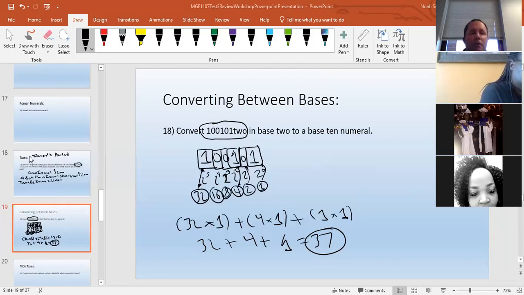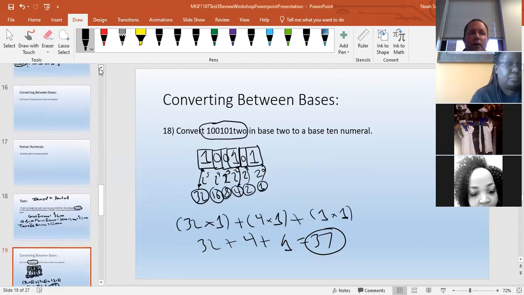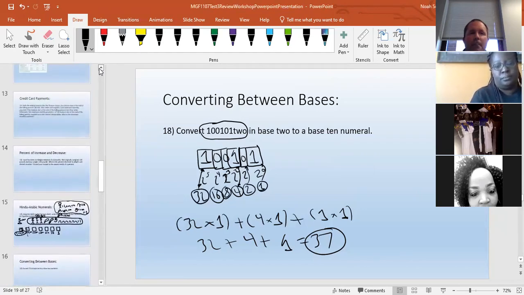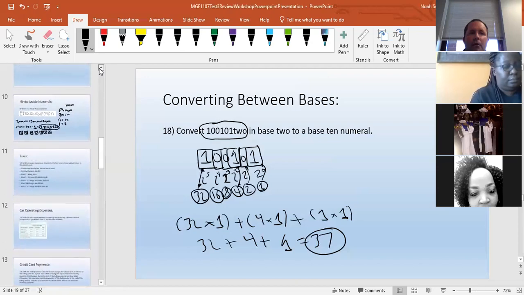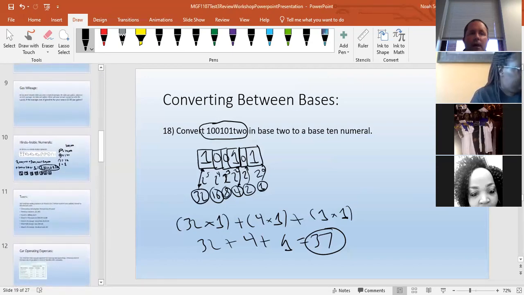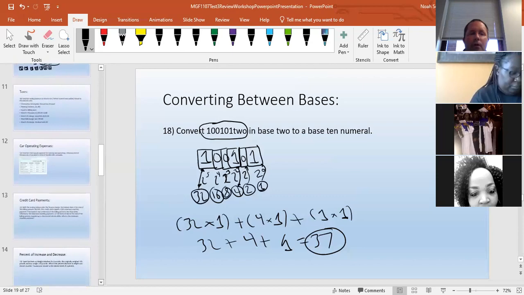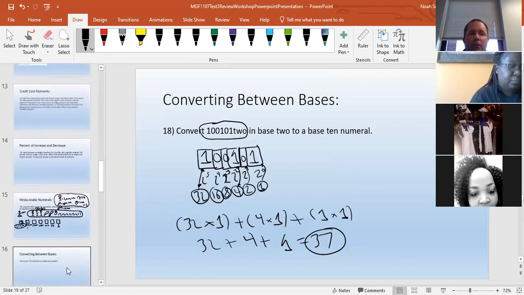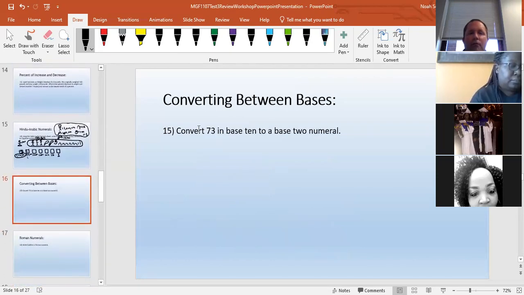It's on the recording. Let me show you which one it was, though. It was like one of the last ones on it. Okay, thank you, sir. We did one of those yesterday in part 1, but let me show you which one it was. Let me find it. I think it was problem 15 right here. This is this one. Convert 73 in base 10 to a base 2 numeral.